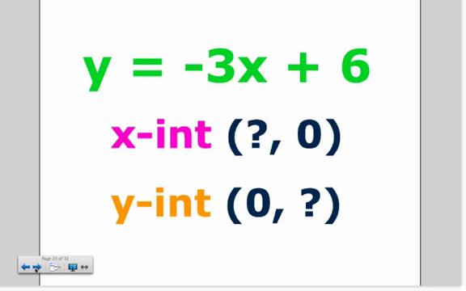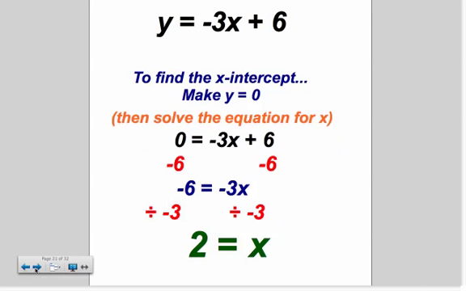My first equation is y equals negative 3x plus 6. My first task is to find the x-intercept. That means I have to make the y value 0. When y becomes 0, the first thing I have to do to solve this equation for x is subtract 6 from both sides. When I do this, I get negative 6 is equal to negative 3x. Now, to get x by itself, I divide both sides by negative 3, and I get my x value, which is 2.